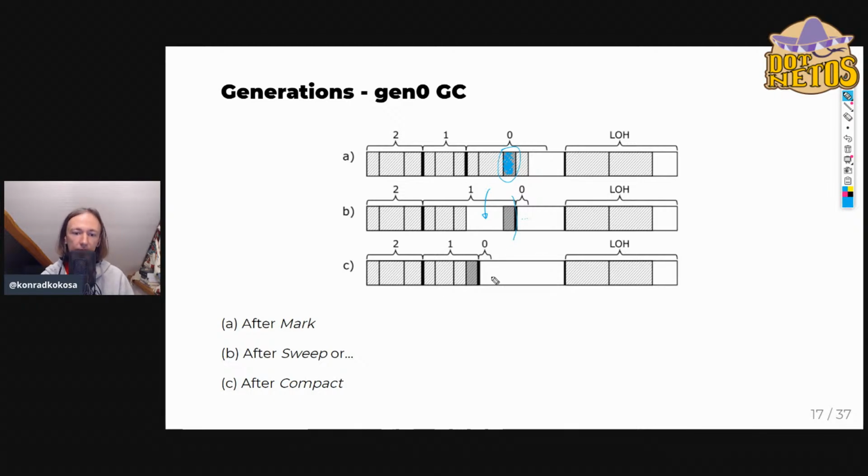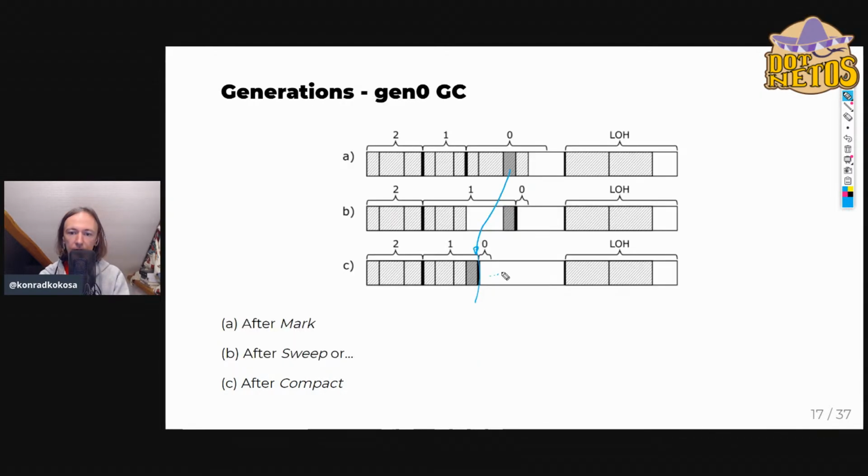We know that the plan phase is responsible for planning all this, and in the end we will have these generations' boundaries also recalculated, because now this object has been moved to another place, and accordingly we will set this boundary to here to promote this object, while Gen 0 should be empty again.